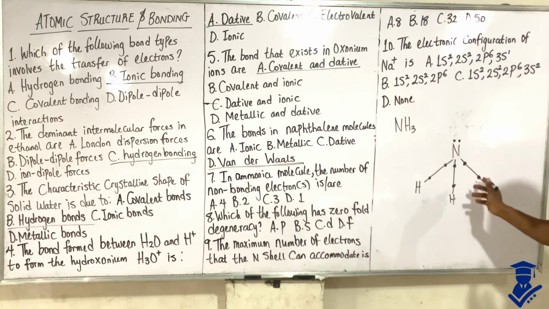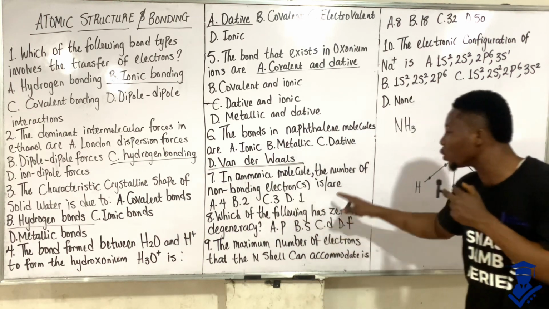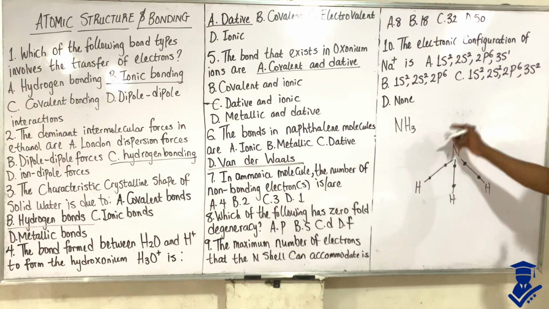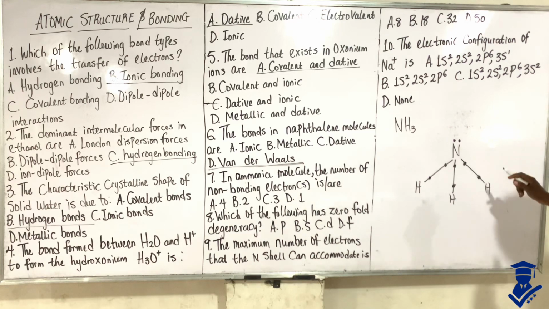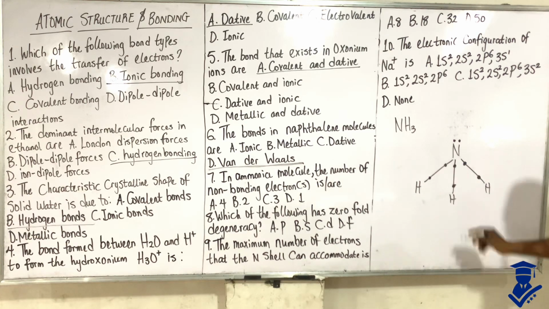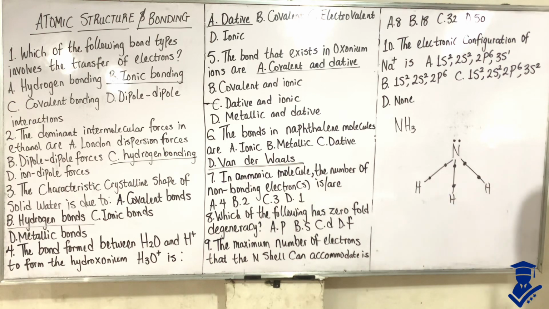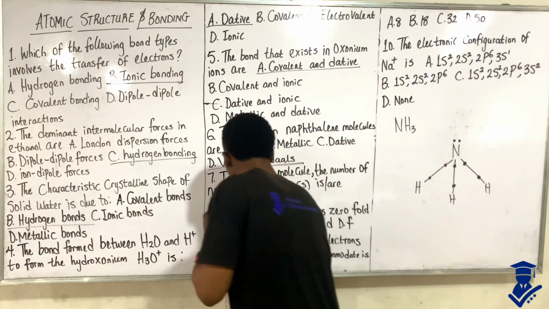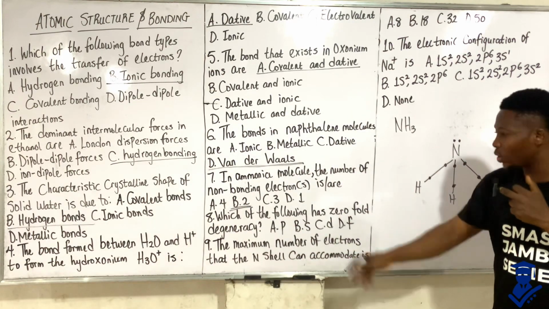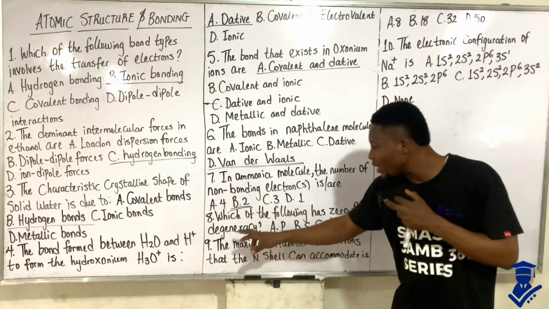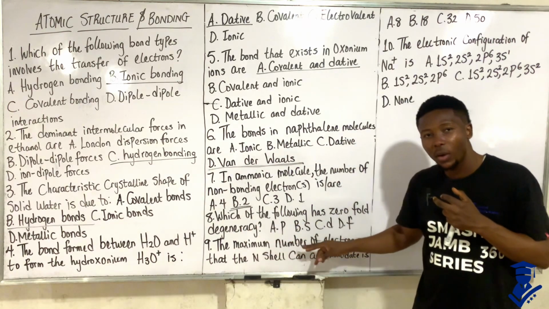Now it says in ammonia molecule, the number of non-bonding electrons is or are. You can see clearly from the structure of the molecule of ammonia that we have two non-bonding electrons. Only this is a bonding electron, so these two are non-bonding electrons. So our correct answer is option B, that is two non-bonding electrons. Now let's move to the next. Now the next question says, which of the following has zero-fold degeneracy?